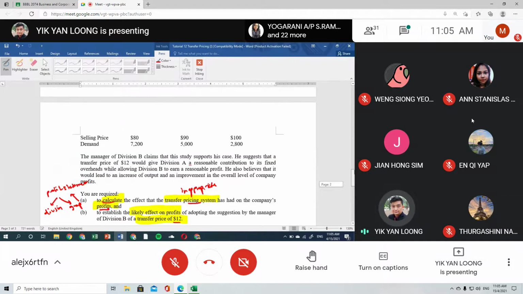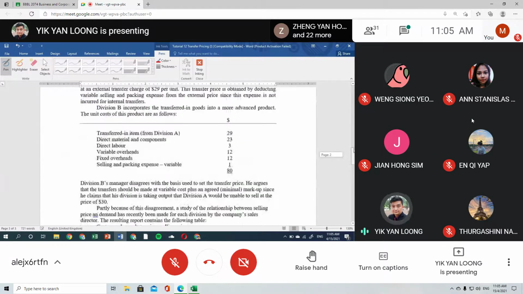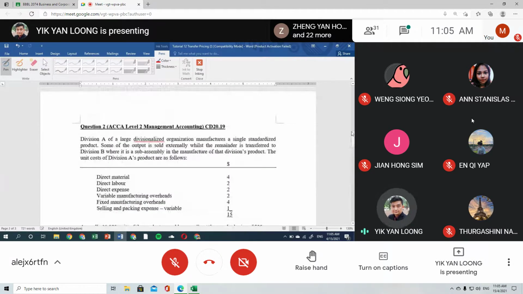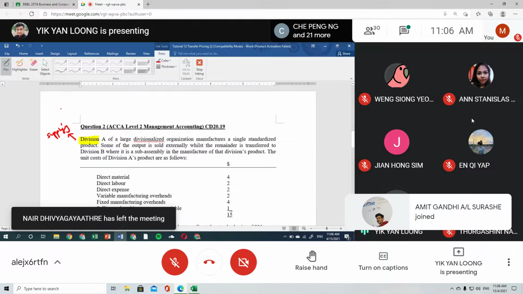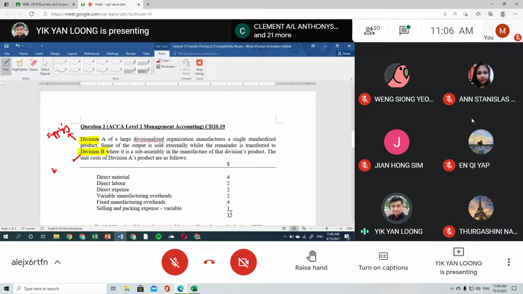Now, let's look at this part here. In this question you have two divisions. One is your division A. Division A manufactures a single standardized product, so division A is your supplying division. Some of the output here is sold externally, while the remainder is transferred to division B. So your division B here is your buying division, where it is a sub-assembly in the manufacture of that division's product.